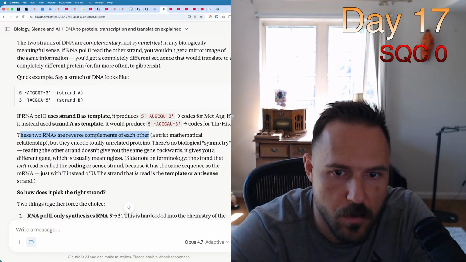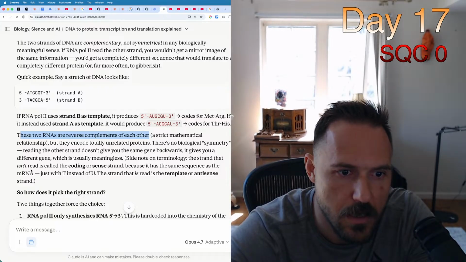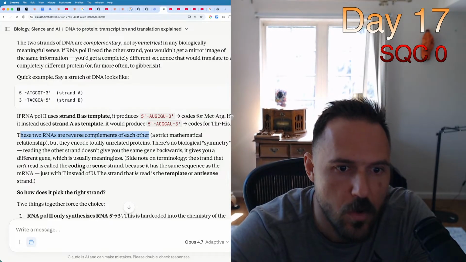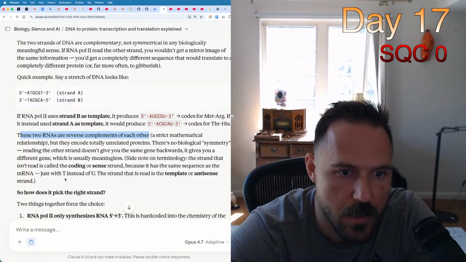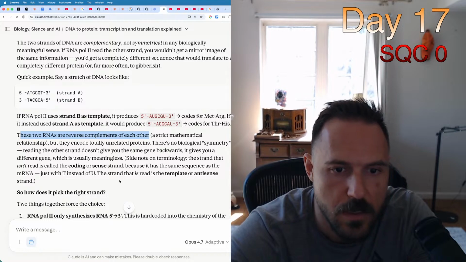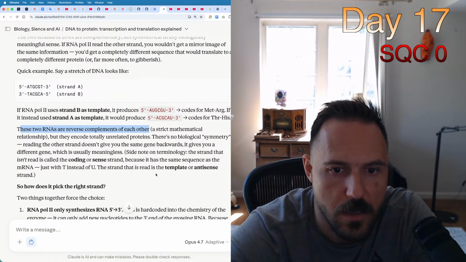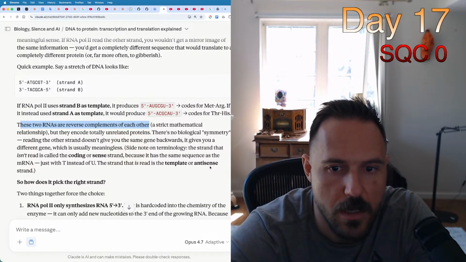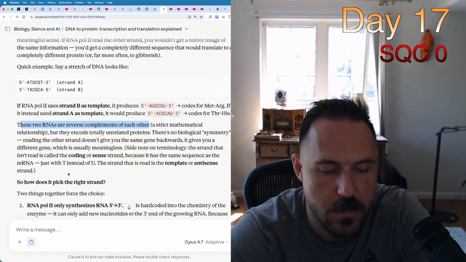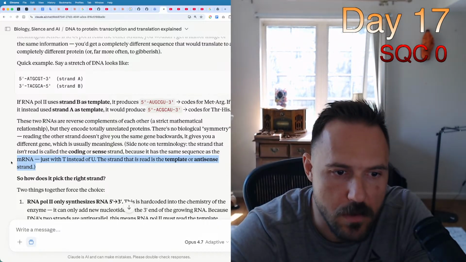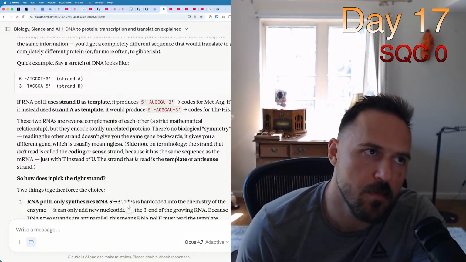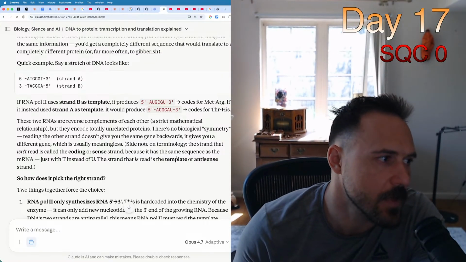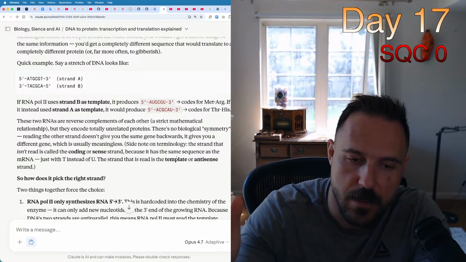Side note on terminology: the strand that isn't read is called the coding or sense strand because it has the same sequence as the mRNA, just with T instead of U. The strand that is read is the template or antisense strand. Yeah, it's kind of a mold or template, yeah. I guess we're talking about the same thing. I was just saying it's a mold and then it's an object, yeah.